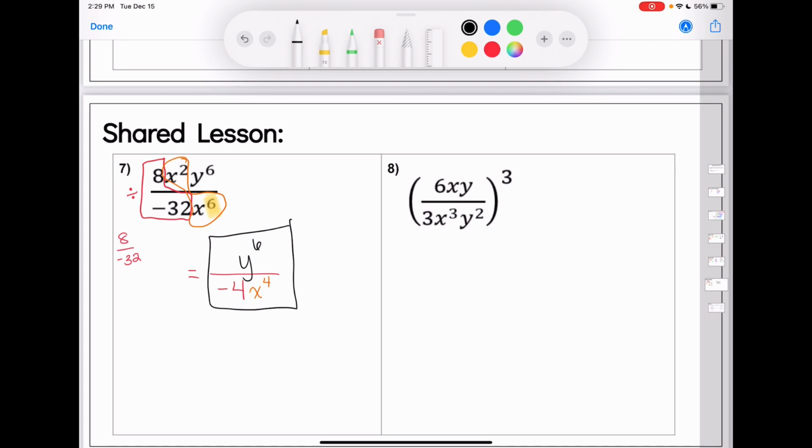All right, number 8. There's a lot more going on in number 8. This is kind of an intro to what we're going to do tomorrow. We're going to combine a whole bunch of properties all in the same problem. Now, here's my recommendation. Yes, you can see that exponent outside of the parentheses, and you're probably itching to distribute it, but I say wait. Simplify your fractions before you distribute.